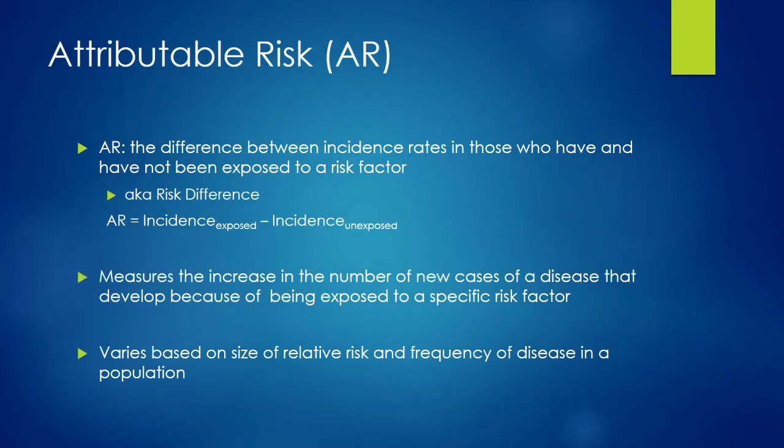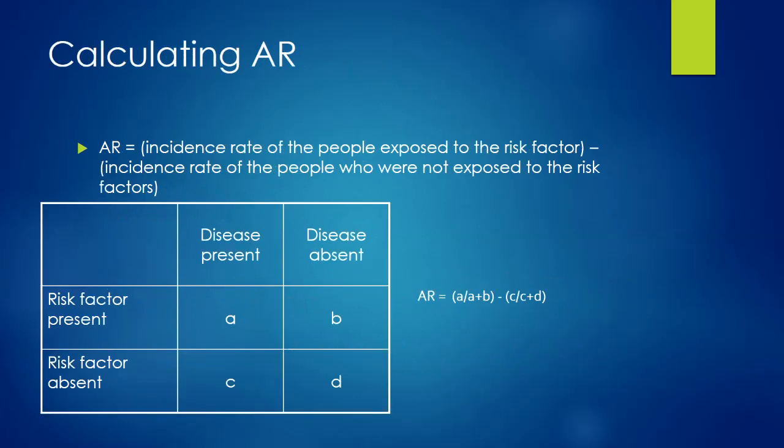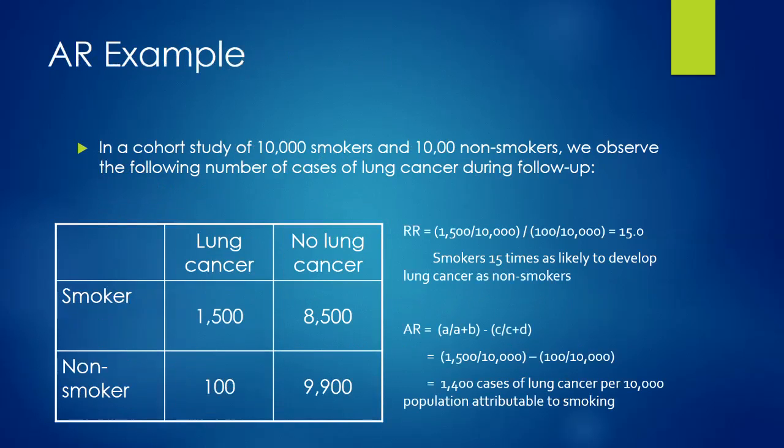The attributable risk also varies based on how frequent the disease is in a population. So it varies with the relative measure of risk, but also the frequency. So if you have a more common disease, that will influence the attributable risk, whereas it would not make a difference in terms of relative measures of risk. Looking back at this 2x2 table, to calculate the attributable risk, you would do A over A plus B, which is just the incidence in the exposed group, minus C over C plus D, so minus the incidence in the unexposed group.